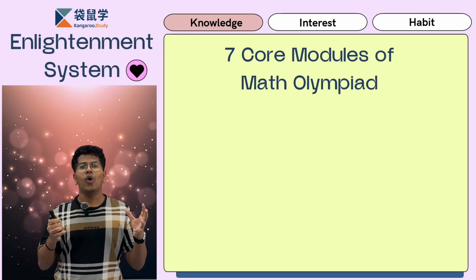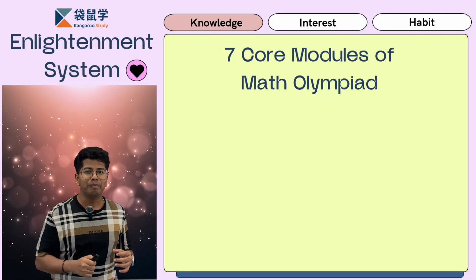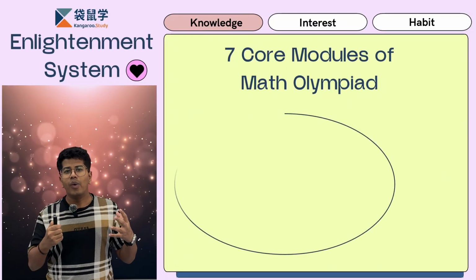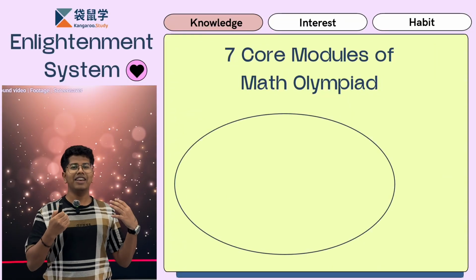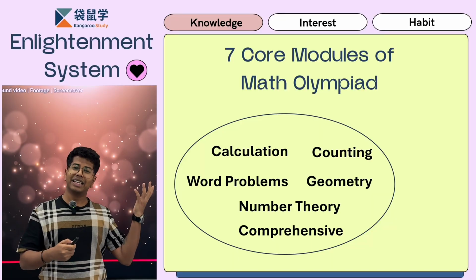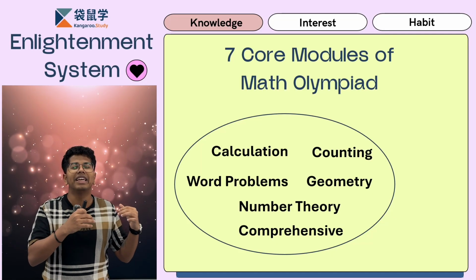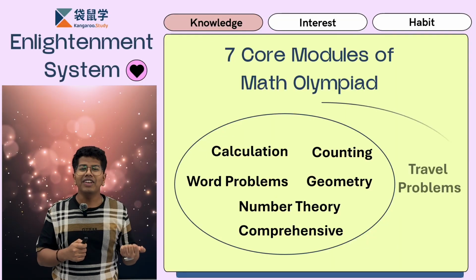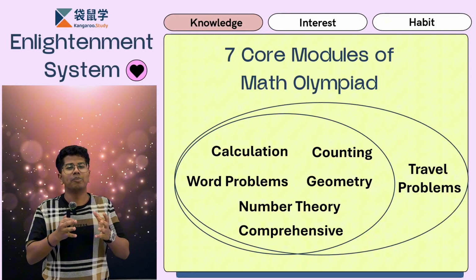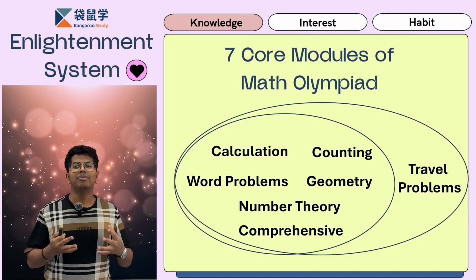So there are 7 core modules of Math Olympiad. 6 of them they cover in GEP. The 6, if I show you, are calculation, counting, word problems, geometry, number theory and comprehensive. And then the 7th one they cover from primary 4 to primary 6 is travel problems.